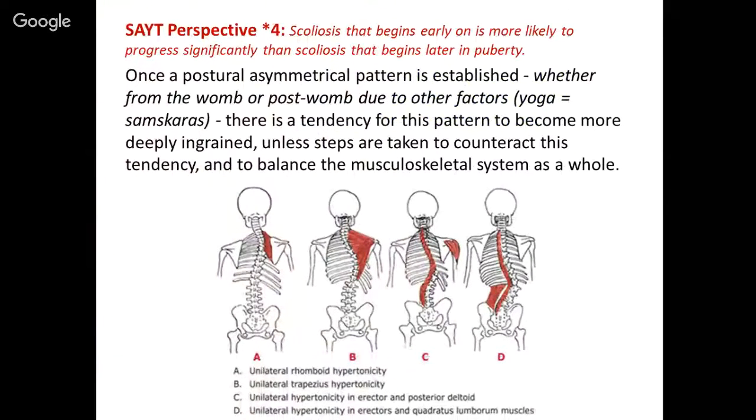Then point number 4, scoliosis that begins early on is more likely to progress significantly. While this is still of unknown cause, from our perspective, once a postural asymmetrical pattern is established, whether from the womb or post-womb due to other factors, we understand this from the yoga tradition, and these are samskaras. These are those ingrained patterns that are developing. And there's a tendency for this pattern to become more deeply ingrained unless steps are taken to counteract this tendency and to balance the musculoskeletal system as a whole.